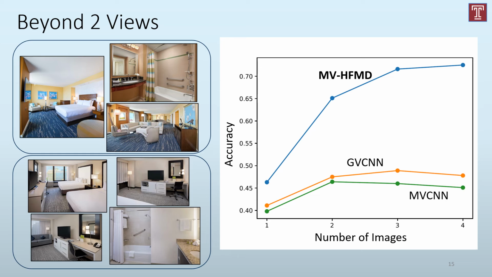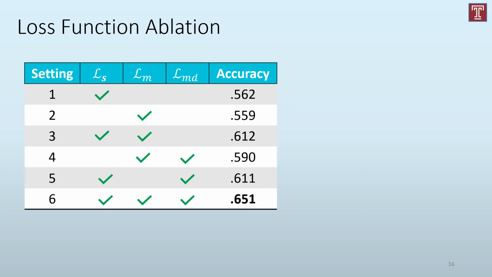But nonetheless, the marginal gains for our approach are still far greater than that of the baselines, which both degrade at 3 images. We perform an ablation study on the 3 components of the loss function: the single image cross-entropy term LS, the multi-image cross-entropy term LM, and then the mutual distillation term LMD. For each setting, we train the model and evaluate the performance on Hotels-8K with 2 images per collection.